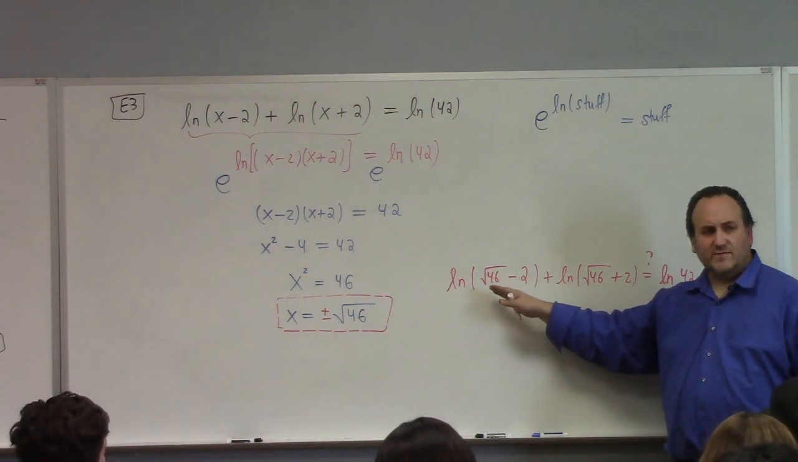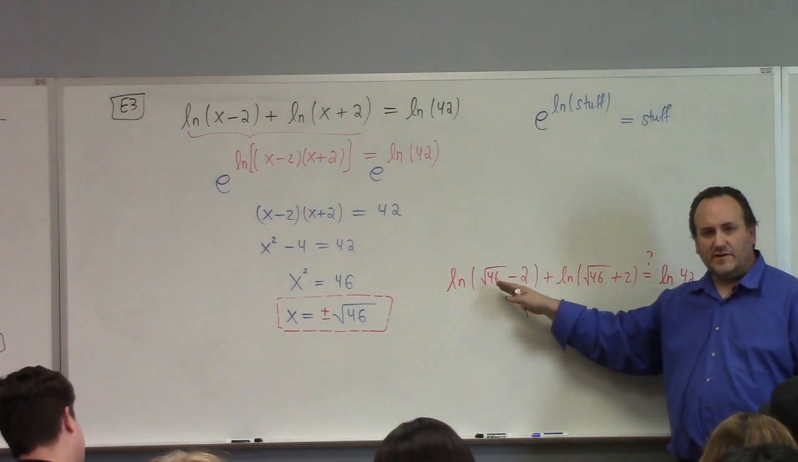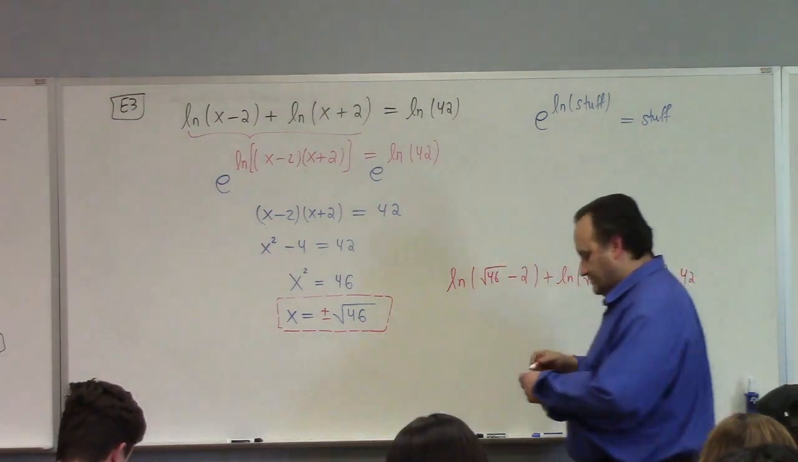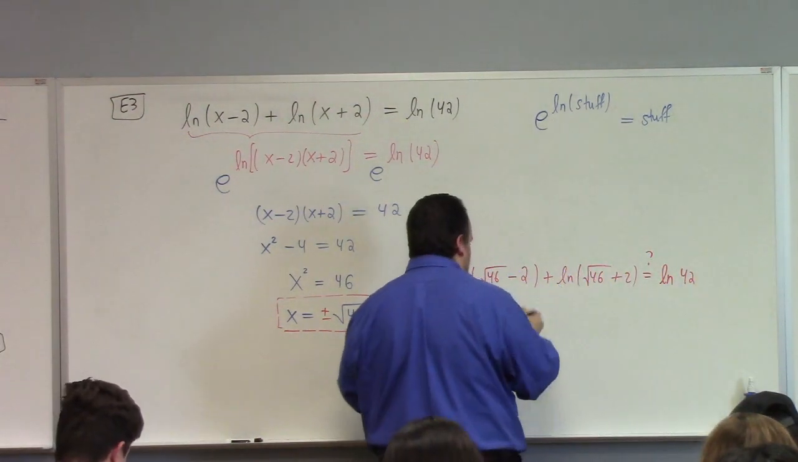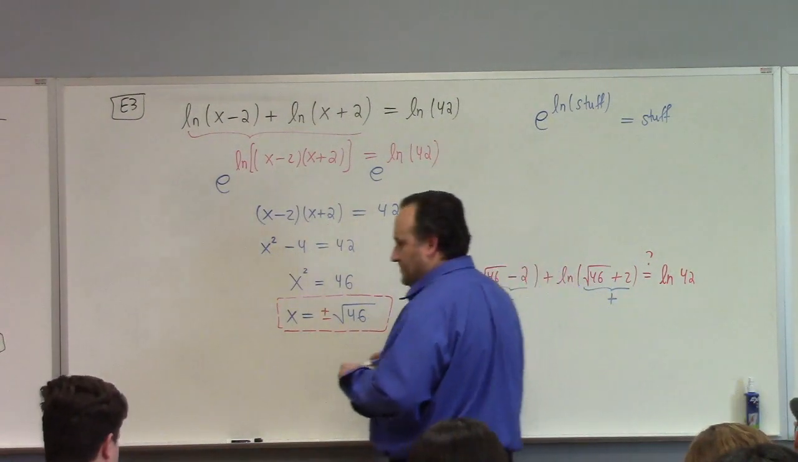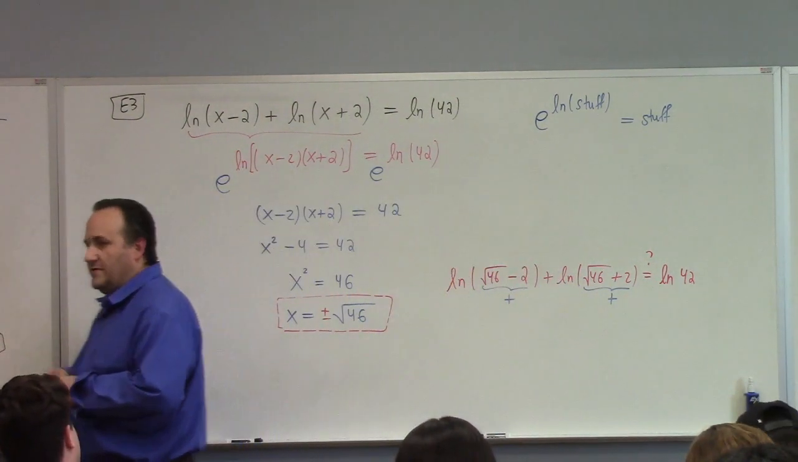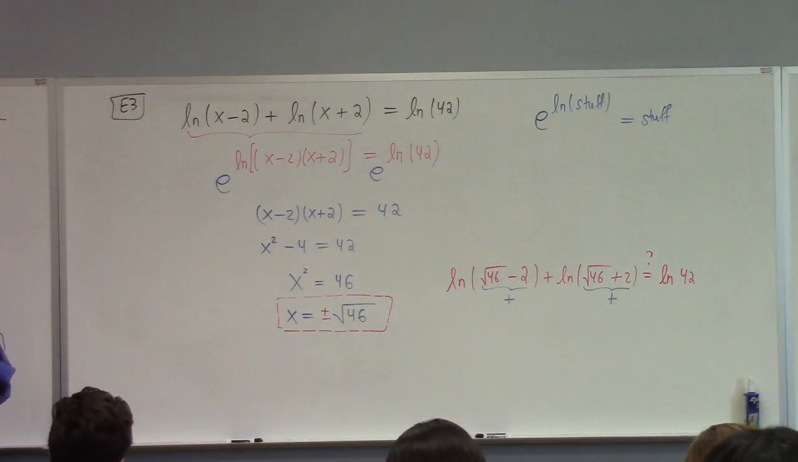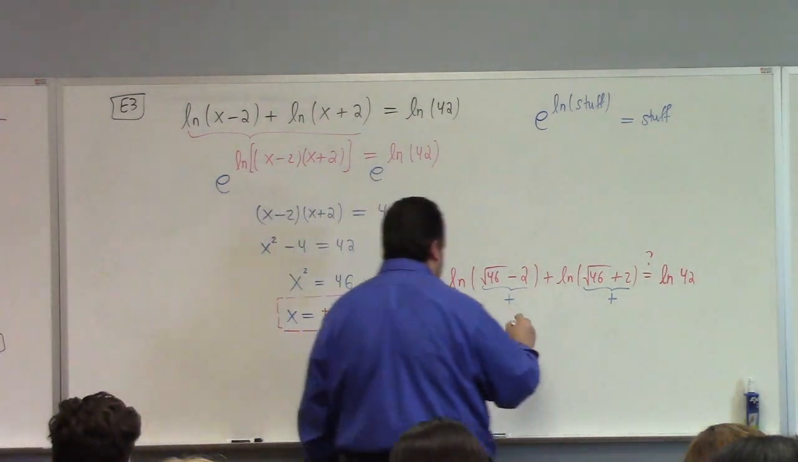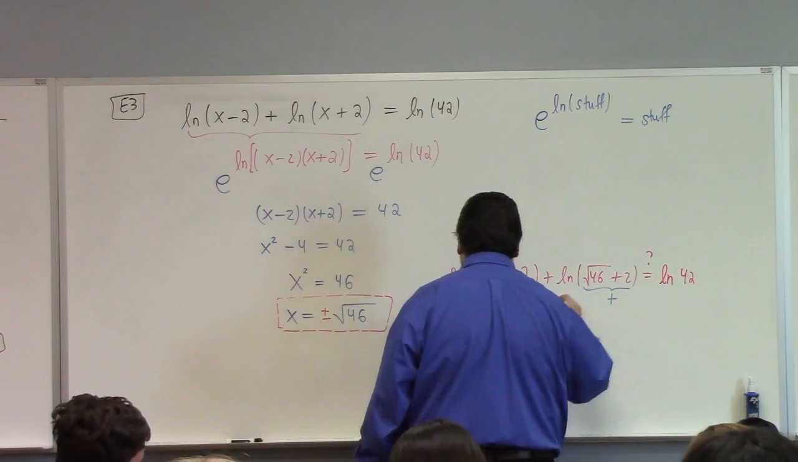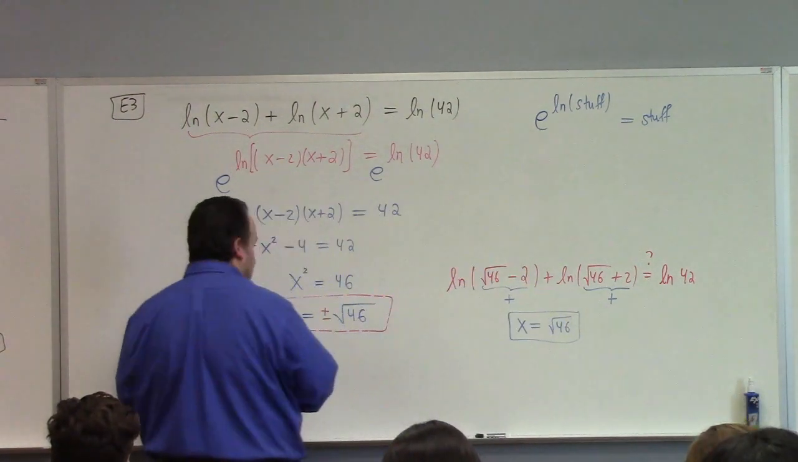So the square root of 46 is what? It's about 6.5-ish? So this is positive, and this is positive. My point to you is that x equals the square root of 46 makes sense for the original equation. So in fact, we can say x equals the square root of 46 is a legit solution here. What about minus the square root of 46?